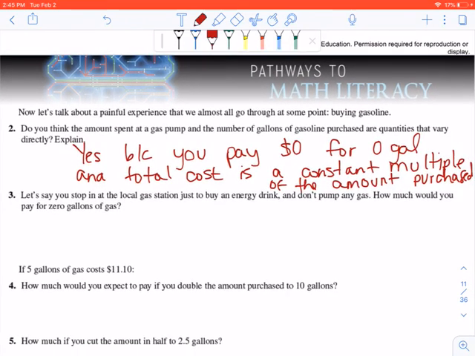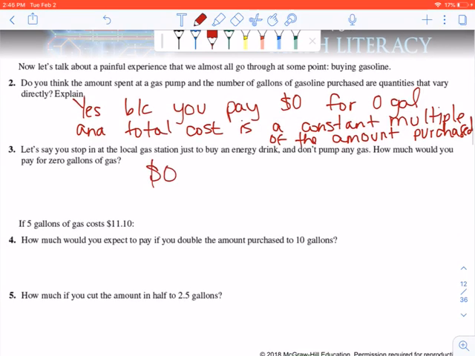So let's say you stop at the local gas station just to buy an energy drink and you don't pump any gas. So how much would you pay for 0 gallons of gas? Well, you're still paying $0 for gas. If 5 gallons cost $11.10, how much would you expect to pay if you double the amount purchased to 10 gallons? So if I'm doubling the amount of gas, then I have to double the amount of money that it's going to cost. So I'll take $11.10 times 2, and we get $22.20.